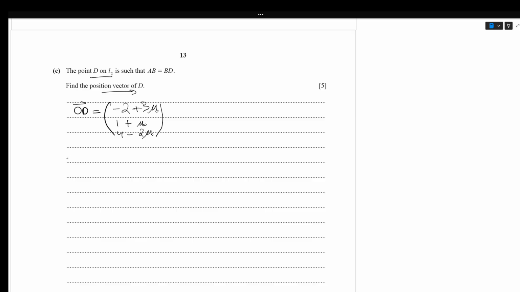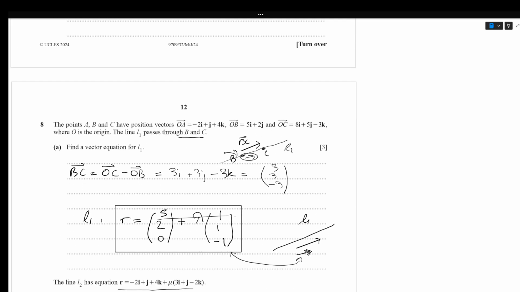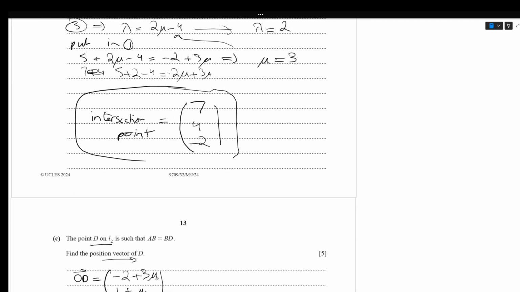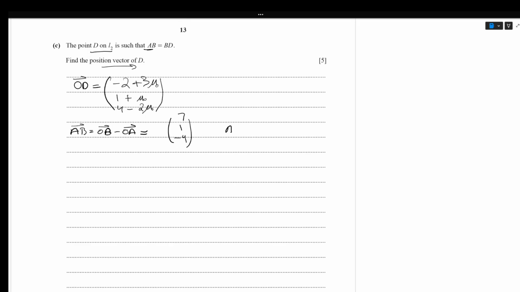AB चाहिए। AB इज इक्वल्स टू OB माइनस OA, which is (-7, 1, -4). This you can see कि OB माइनस OA, 5 - 12 is -7, then 2 - 1 is 1, and 0 - 4 is -4. So it's (-7, 1, -4). And this AB without the arrow represents the magnitude of it.